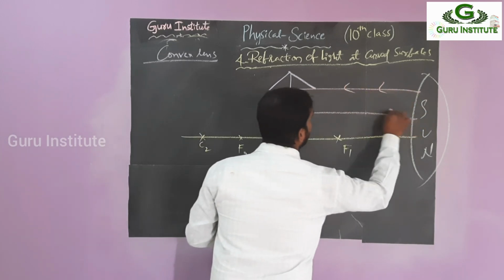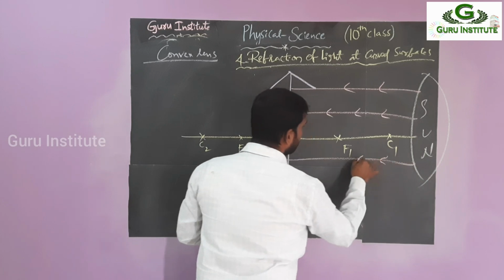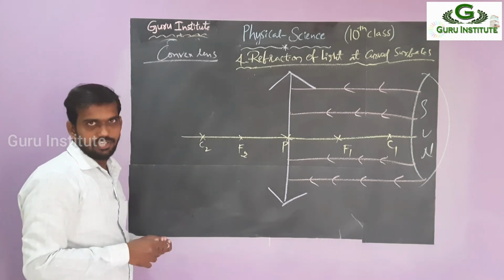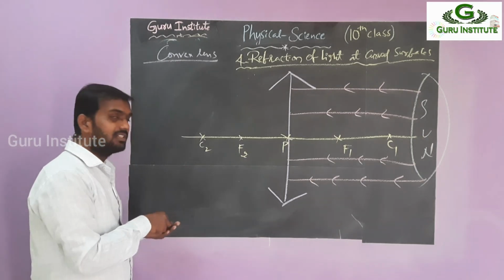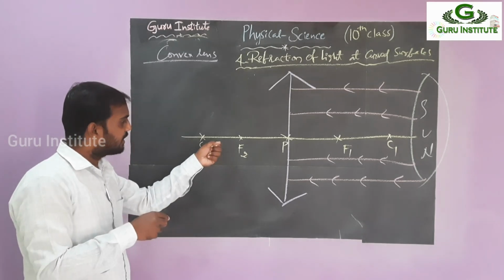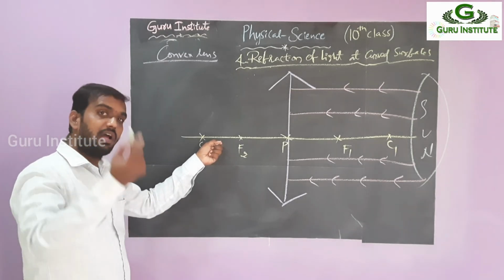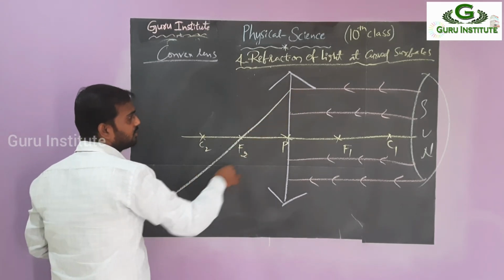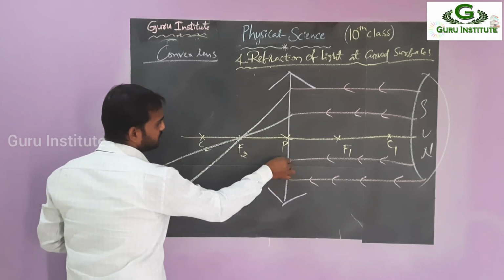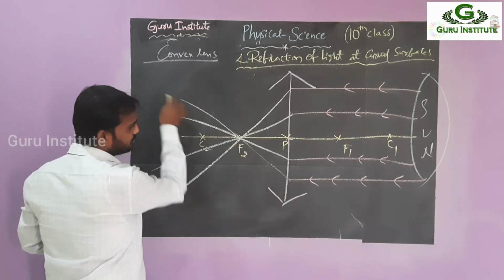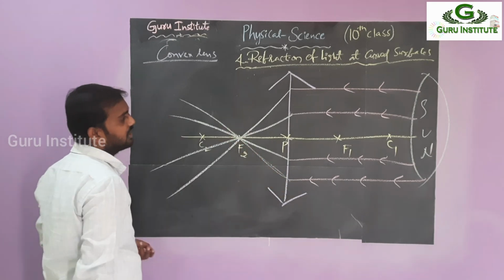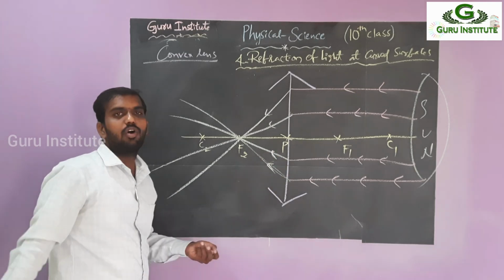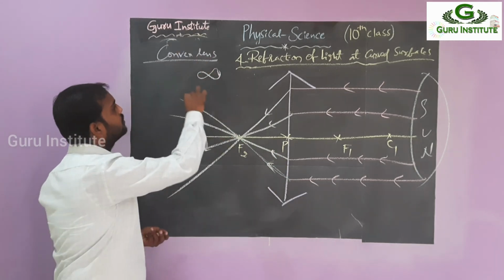Rays 1, 2, 3 and 4. What do you get after refraction? They will converge directly, that means they will bend and touch the principal axis directly. But in the case of concave, they go to the upside, right? So here they are falling like this. So this is a general case, and these are the refracted rays. So this is the case, object is at infinity.